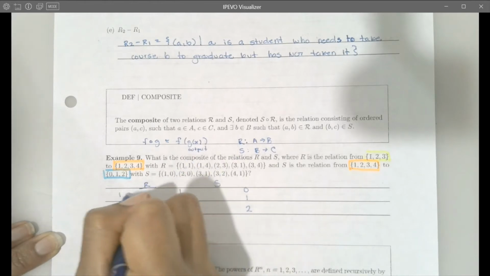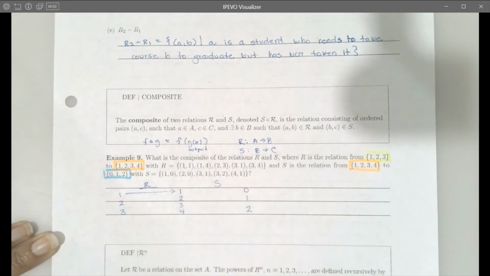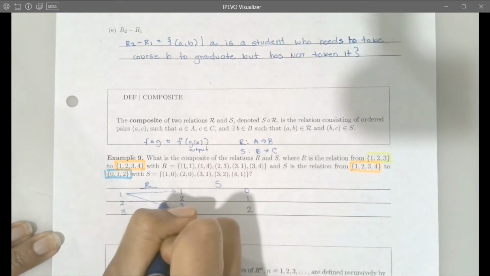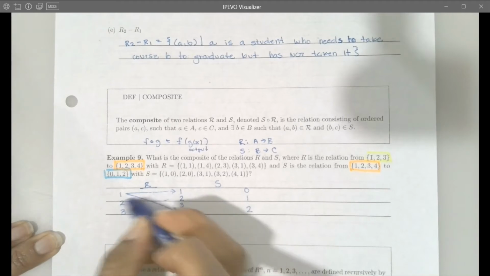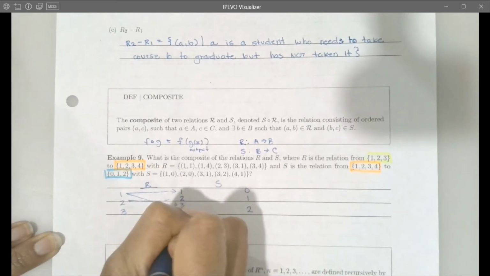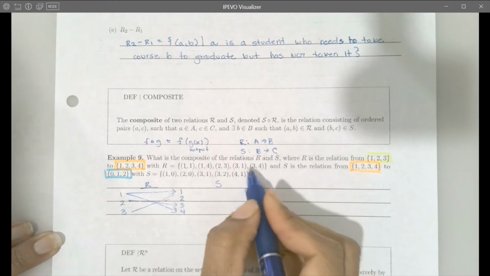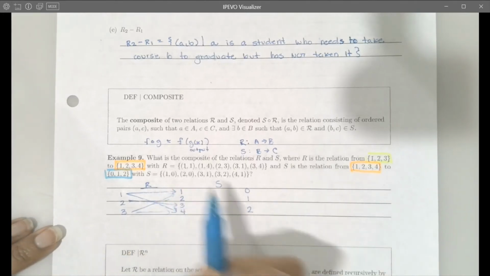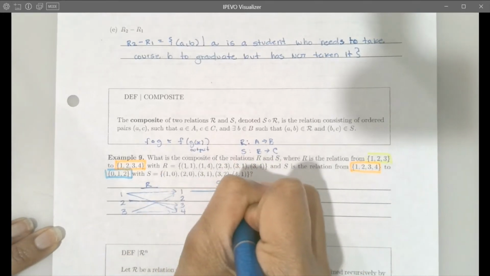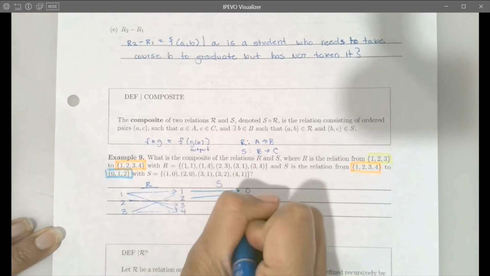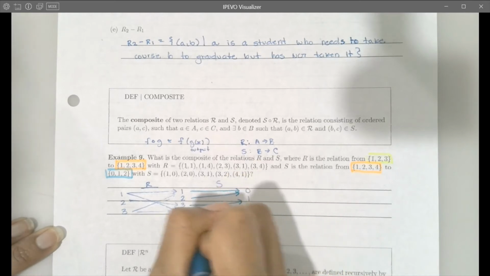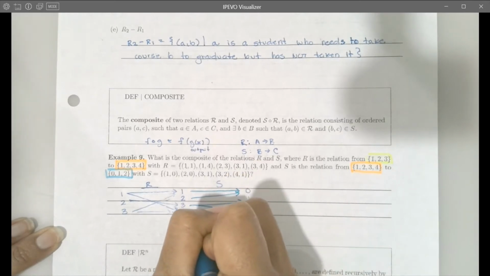1 is part of R, so that means that we have this mapping. 1 gets mapped to 4 as well. Then 2 gets mapped to 3. 3 gets mapped to 1. 3 gets mapped to 4. Okay, now we take a look at S. S maps 1 to 0, 2 to 0, 3 to 1, 3 to 2, and 4 to 1.